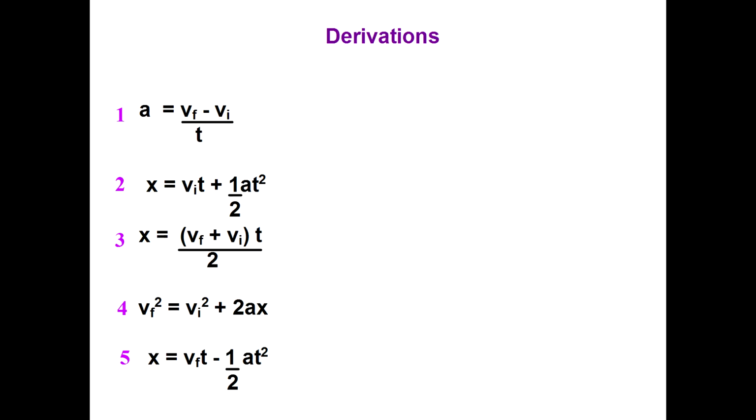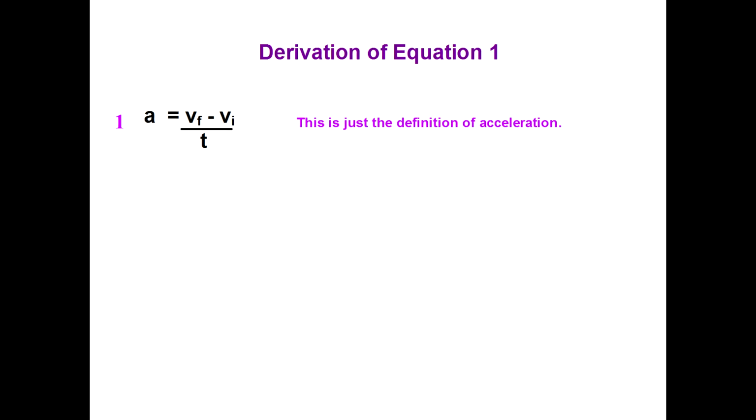Here are the equations of constant acceleration that we are going to derive. Let's take them one at a time. This equation is really just the definition of acceleration. We've already said that acceleration is change in velocity divided by time. Change in velocity is equal to Vf minus Vi. So this is really something we already know.